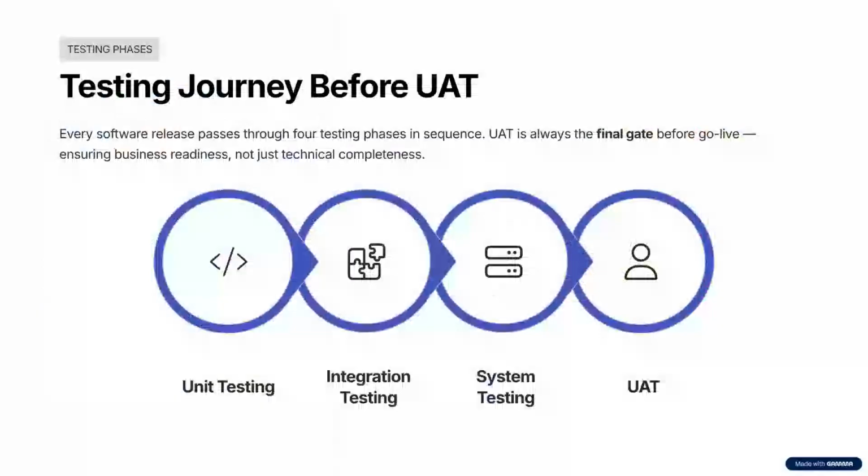Before UAT happens, the system goes through several other types of testing. Unit testing, developers test individual components. Integration testing checks that different components work together. System testing tests the complete system end to end. And finally, UAT, where business users validate the full solution. UAT is always the last step before go live.